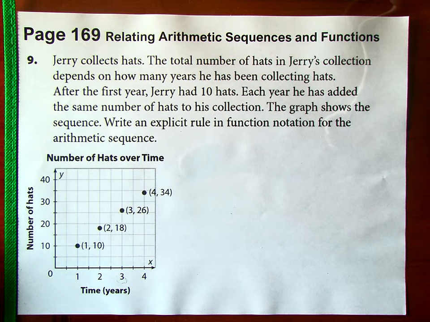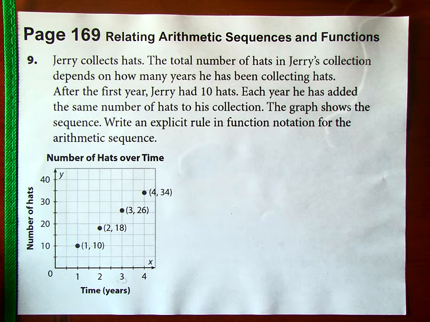So let's begin. Alright, Jerry collects hats. The total number of hats in Jerry's collection depends on how many years he has been collecting hats. After the first year, Jerry had 10 hats. Each year he added the same number of hats to his collection. The graph shows the sequence. It says write the explicit rule in function notation for the arithmetic sequence.